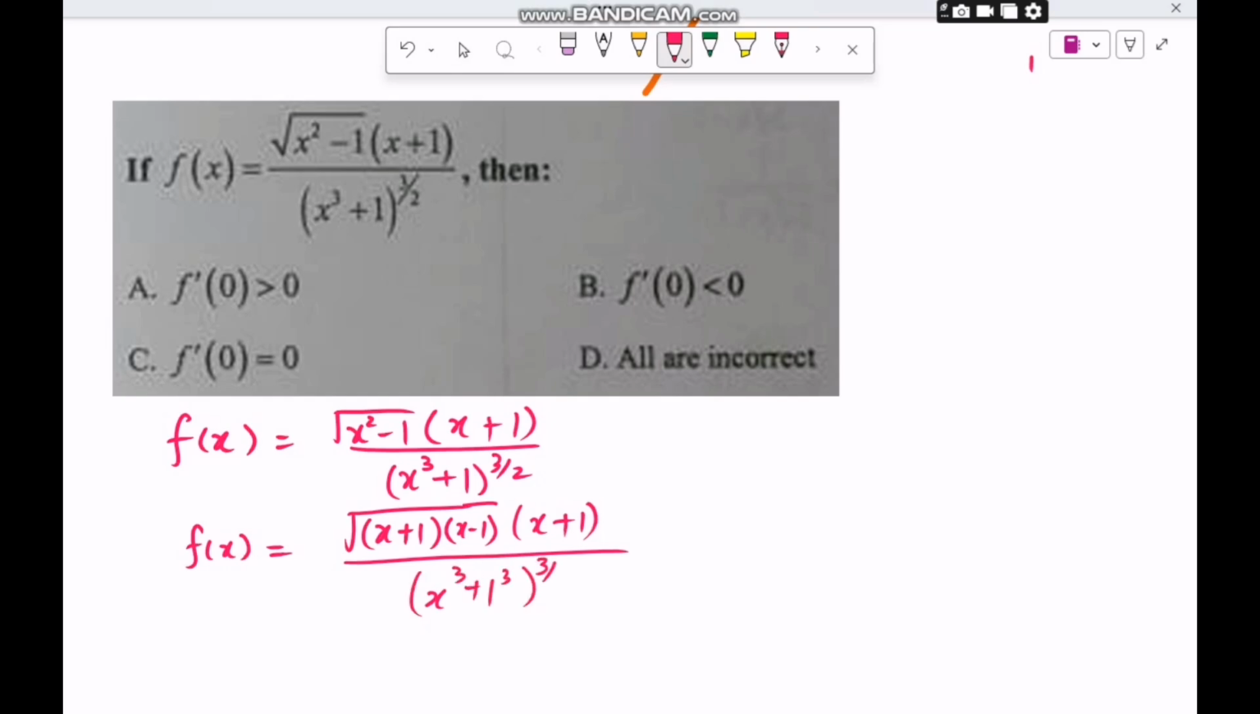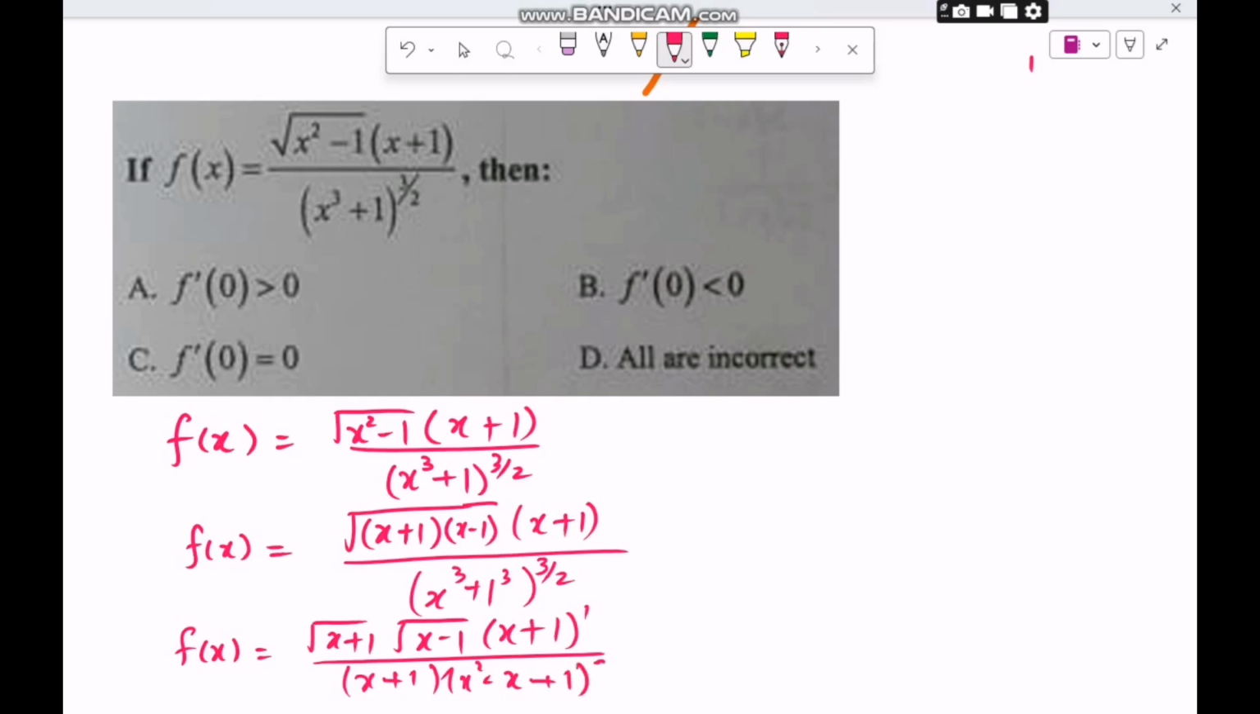Now we can separate the square roots here, square root of x plus 1 and square root of x minus 1, and x plus 1 with power 1 is already there. Here, a cube plus b cube can be written as (a plus b)(a square minus ab plus b square). Ab is x and 1, so this is the form, and the whole power 3 by 2 appears outside. This is f of x getting transformed and becoming suitable for differentiation.